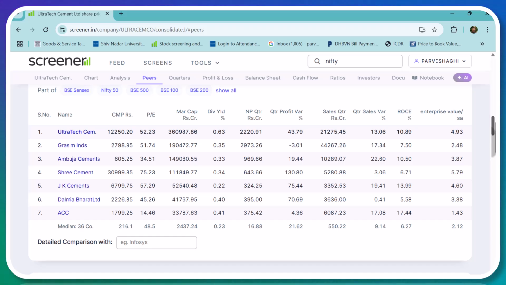If Ultratech is already here, then why Grasim? Why is Grasim coming? Now, this is a site which is computer controlled. So any company which has another cement-manufacturing company as part of it will automatically get clubbed there. It will be called the peer company.